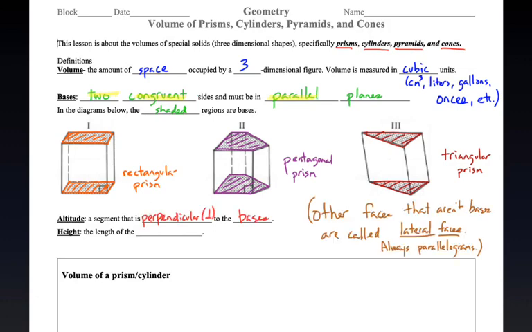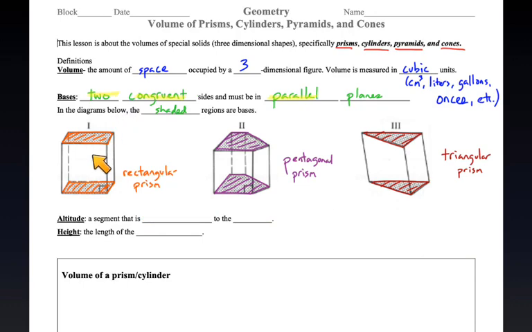Now, it's worth noting here that in a rectangular prism, these sides on the left and right, or the front and the back, however you're looking at it, could also be parallel and congruent. So it doesn't really matter which ones you use on a rectangular one. It matters a lot on the other shapes, like the pentagonal and the triangular one. If it was a hexagon or an octagon or whatever agon, it doesn't really matter. But with rectangles, you can flip it on its side.